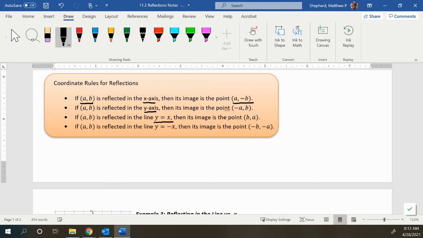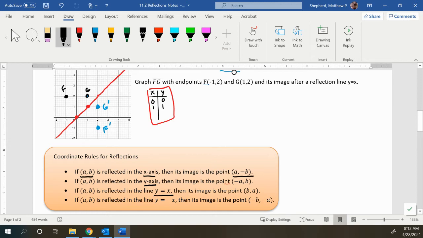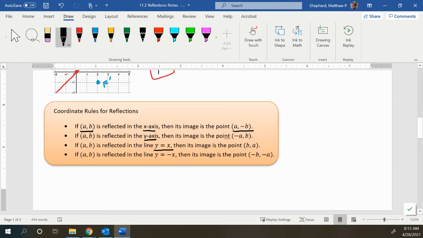If we do it off of the line y equals x, notice this change. If the point was A, B, the reflected point is going to be B, A. Let's look at that because we just did that. G was at 1, 2, and this G is at 2, 1. F was at -1, 2, and this F is at 2, -1. So that checks out. If we're reflecting off of y equals x, it'll just switch those places. And if we are reflecting across y equals -x, not only do the two coordinates switch places, so the x coordinate becomes the y coordinate and the y becomes the x, but both will change signs in that situation.